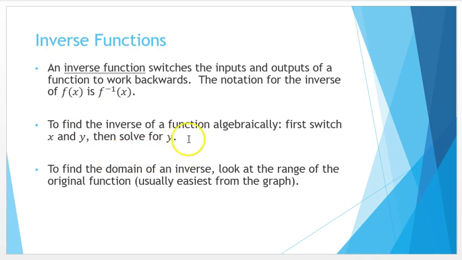Your second step is just to solve the equation for y. It's the same solving operation you have been doing from Algebra 1. You're just going to use opposite operations until you get y by itself.